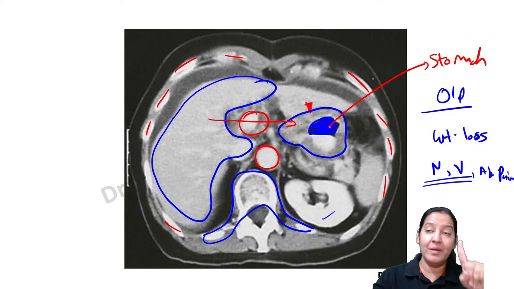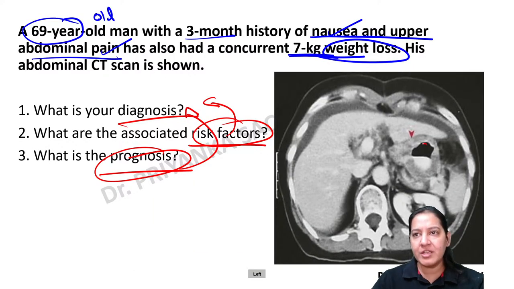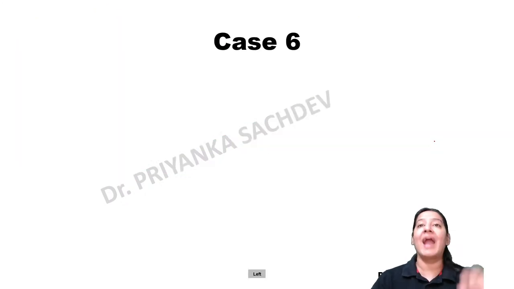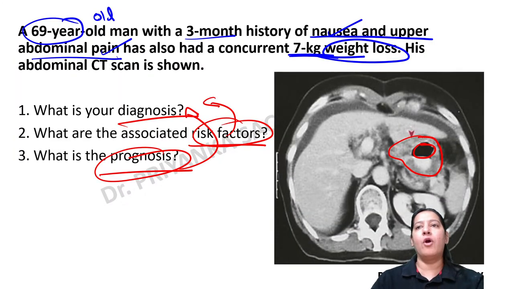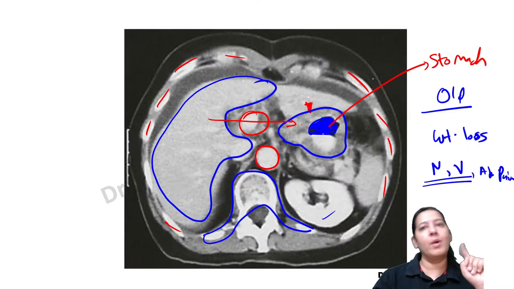Air in the lumen is a big clue. So the lumen is black. Can you appreciate the lumen is black? Black is air. So air in the lumen, this is stomach. And this is the wall of the stomach, which is highly thickened. So what is the diagnosis?